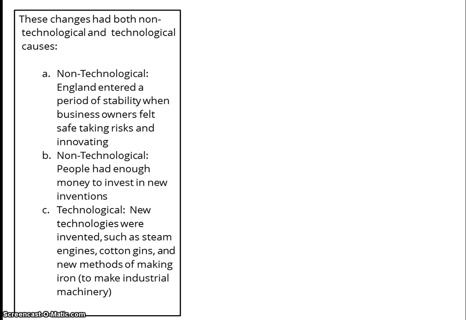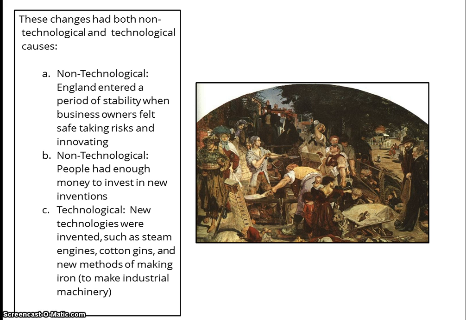And finally, we already talked about some of these technological causes, so the steam engine, cotton gin, new methods of making iron, etc. So we're going to go into these things in a lot more detail later. Here's an example of what one of those cities might have looked like, different kinds of workers. You see some folks in nice clothes, other people more working class.